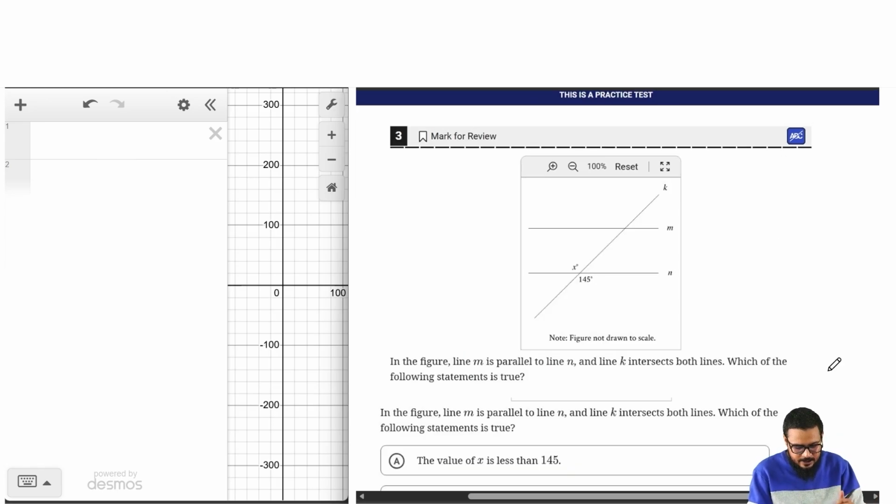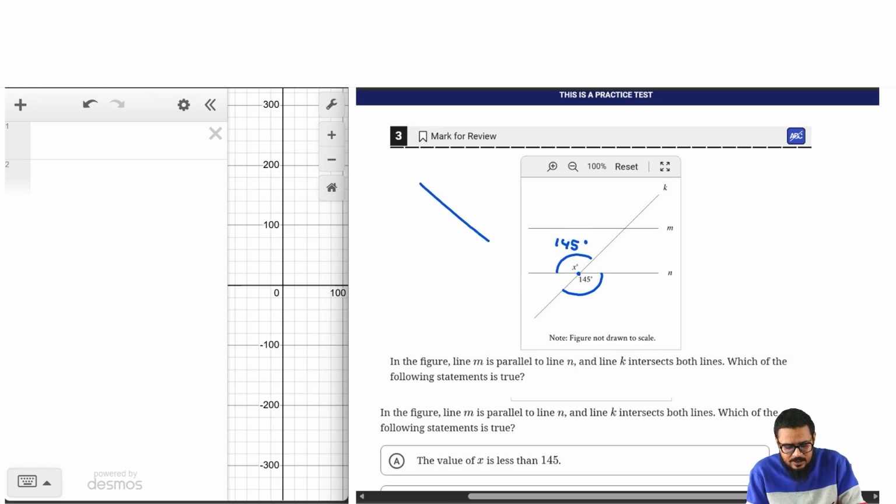The question tells us that in the figure, line M is parallel to line N. So we have got two parallel lines. Now, which of the following statements is true? We know that this angle is 145 degrees. So obviously X is a vertically opposite angle of 145 degrees, and such angles are always created because of the intersection of two lines. Now, X would exactly be equal to 145 degrees.